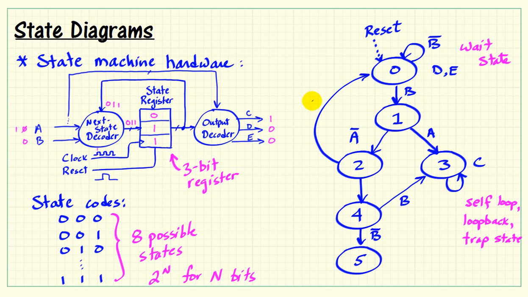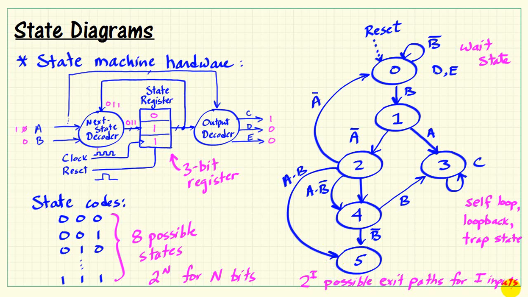Now let's consider a slightly more elaborate condition. When we take this path, say when A is 0, we go back to state 0, but if A is 1, then we need to consider what's going on with B. So if B was 0, we go to state 4, but if B is 1, then we go to state 5. So we see we've got a total of 3 exit paths from state 2. But in fact, you have actually 2 to the I possible exit paths for I inputs. So in principle, we actually have 4 possible exit paths from each state here.